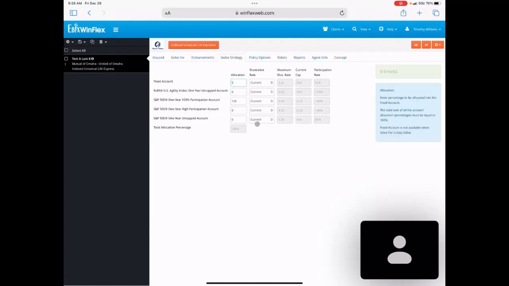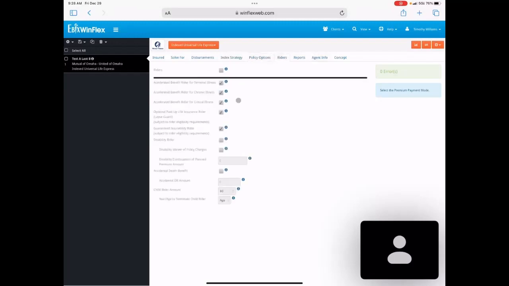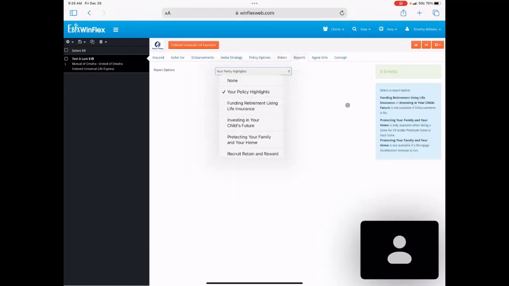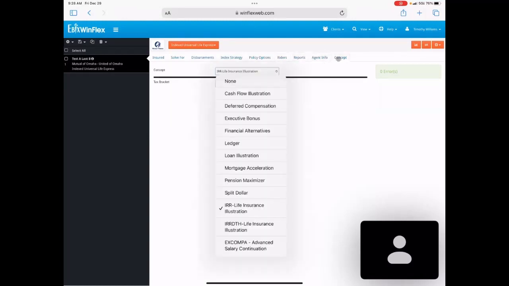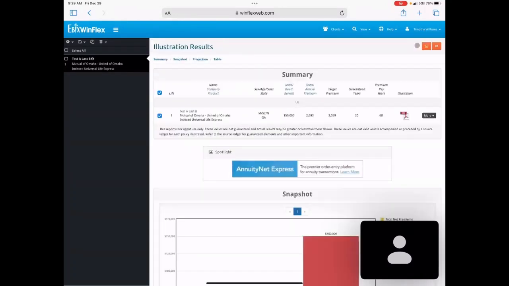Index strategy, I'm not going to go too deep into this, but you can basically allocate how you want to do it. And then policy options here, not too much to change there. If you want to do any riders or not riders. And then we're going to go into concept, what we want to see. And then there's usually a little settings button here. You just press that, but I've already done it just to save time.